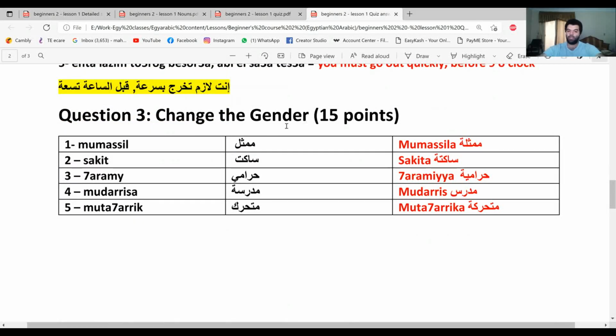Now, this has changed the gender. So we have some words here, and I want you to tell me the opposite gender. So we have the word ممثل, that's the masculine, ممثل. So female would be ممثلة.